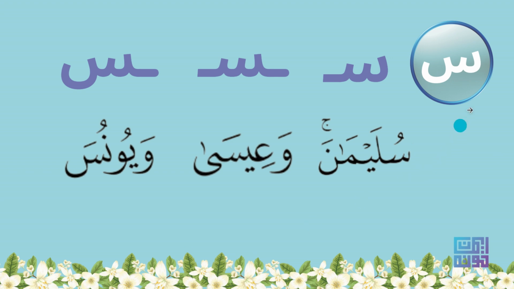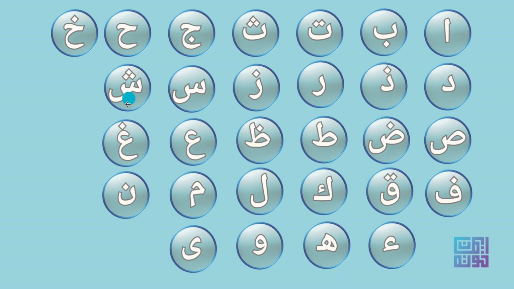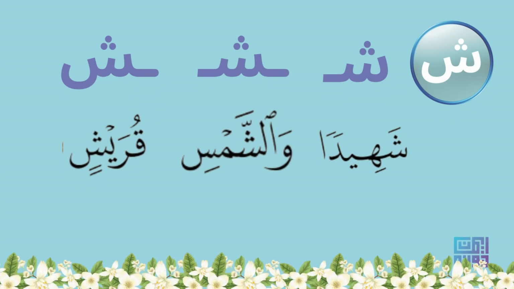Okay, now here we already talked about the Sin, and comes the letter Sheen. What about the letter Sheen? It looks exactly like the letter Sin, exactly identical, but with 3 dots above. There are 3 dots above the letter Sheen.